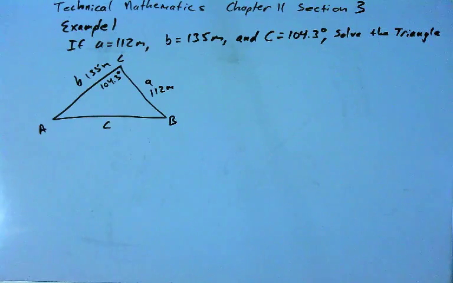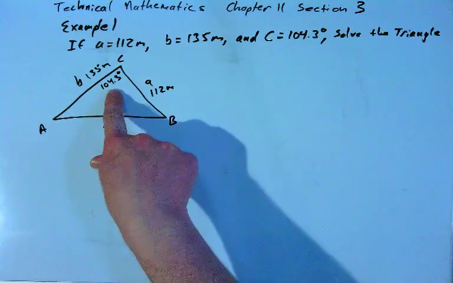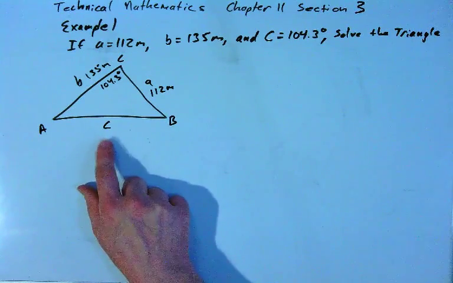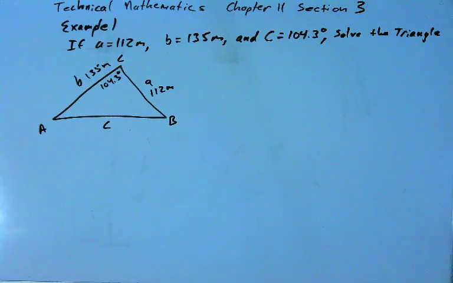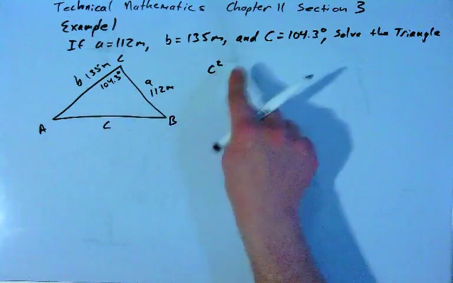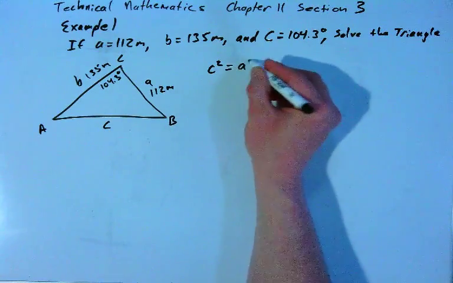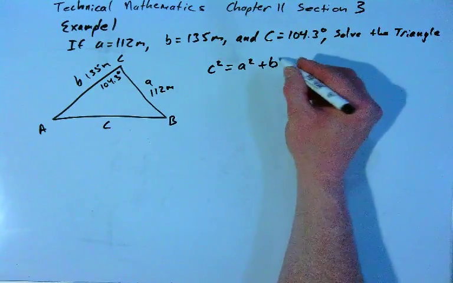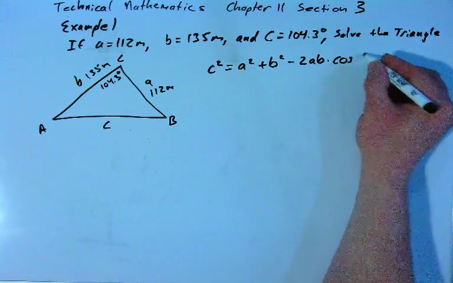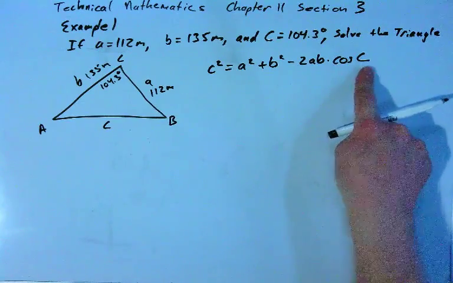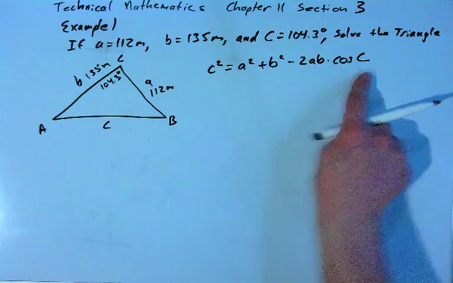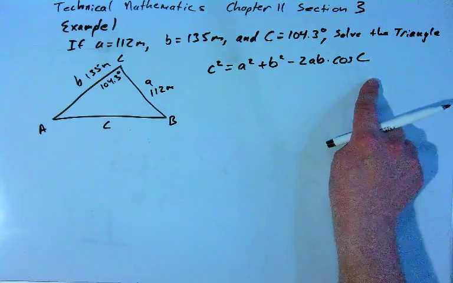And so what you want to do is look at the angle that we know. We know angle C. And so what I should do is try to solve for side C. I want to use the version of the law of cosines that has C squared, because C is the angle that I know. So C squared is equal to A squared plus B squared minus 2AB times the cosine of C. And so again, cosine of C, I know C, that's why I'm using this form of the law of cosines. And so I'm going to plug in all of the information that I know.